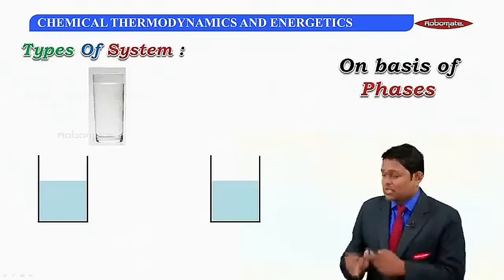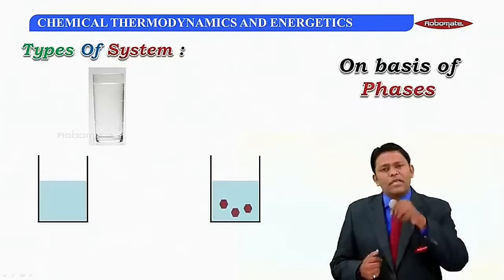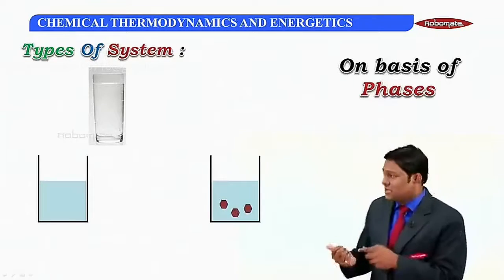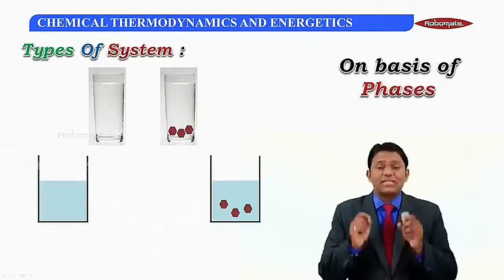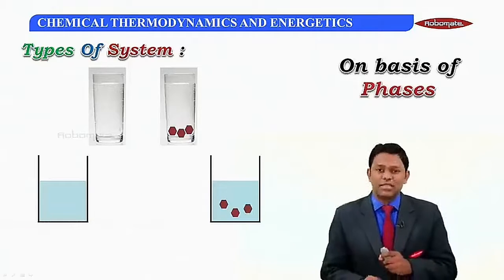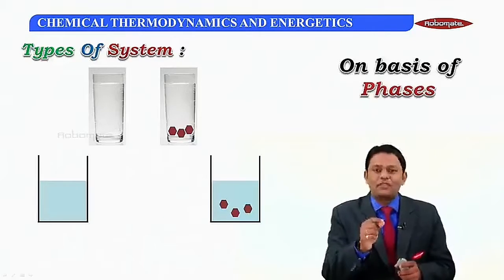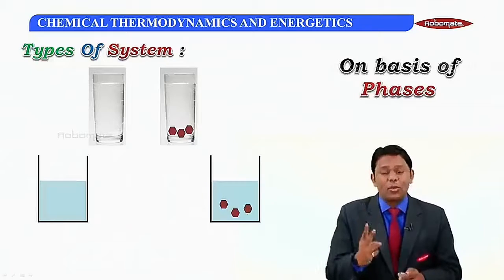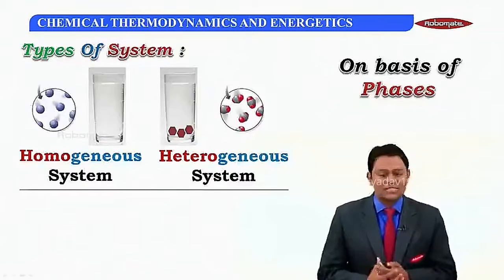In the second situation, like the second beaker, if we add one particular ingredient and stir the solution well, the substance is not getting dissolved. That means we are able to see the substance inside the solution. That is why the types of system based on phases can be classified into two main types, and those are homogeneous system and heterogeneous system.